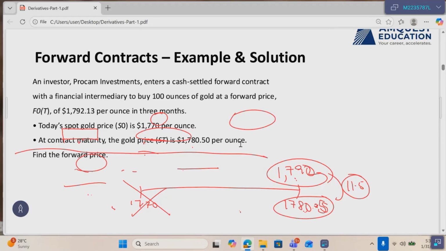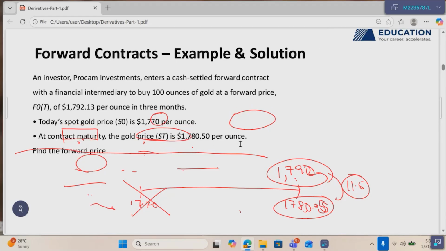Correct? The gold price, what you agree to buy, you're paying more. You agree to buy it at 1792, but the price is only 1780. So you have a loss which you're going to pay of $11.5. But don't forget, it's only 100 ounces. So the amount that you're going to incur as a loss is 11.5 per ounce times 100, which is 115.